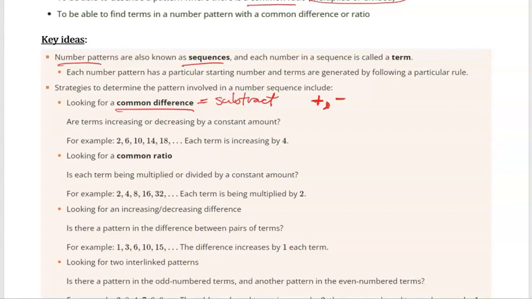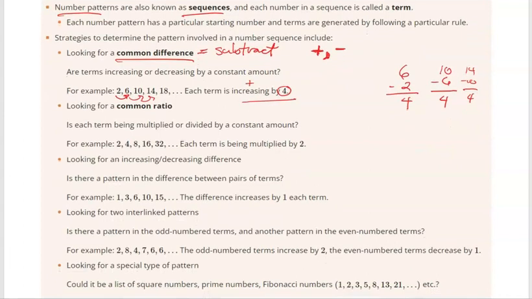So for the first one, from 2 to 6, there's a difference of 4, and we're increasing by 4. The difference is 6 minus 2 is 4. For this one, it'll also be 4: 10 minus 6 is 4. For this one, 14 minus 10 is 4. So that's our difference, and we're going to increase it, which means plus. We can also decrease it, which means minus, but we're not going to do that right now.